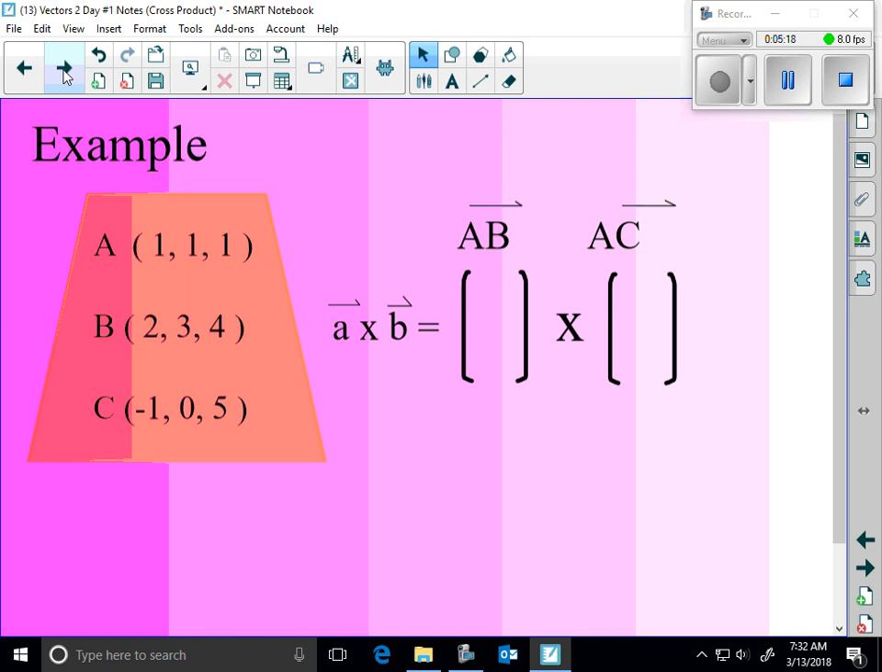Here I've got 3 points. I want to do the cross product of AB and AC. In order to get AB, I got to take B minus A. Remember, head minus tail. And then I got to take C minus A. So B minus A would be 1, 2, 3. I just used points A and B over there to my left. And C minus A would be negative 2, negative 1, 4.